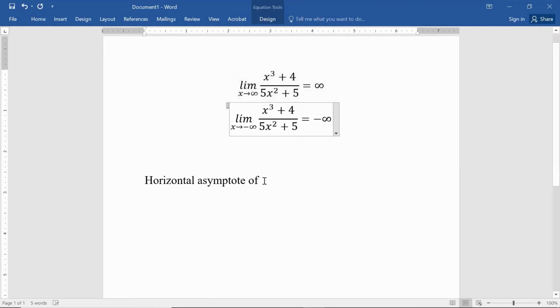As far as horizontal asymptotes, what we would say is that there is no horizontal asymptote here. No horizontal asymptote, because neither the limit as x goes to infinity nor the limit as x goes to negative infinity gives me a real number. So since I don't get a real number, there's no horizontal line that our function is approaching. So there's no horizontal asymptote in this case.